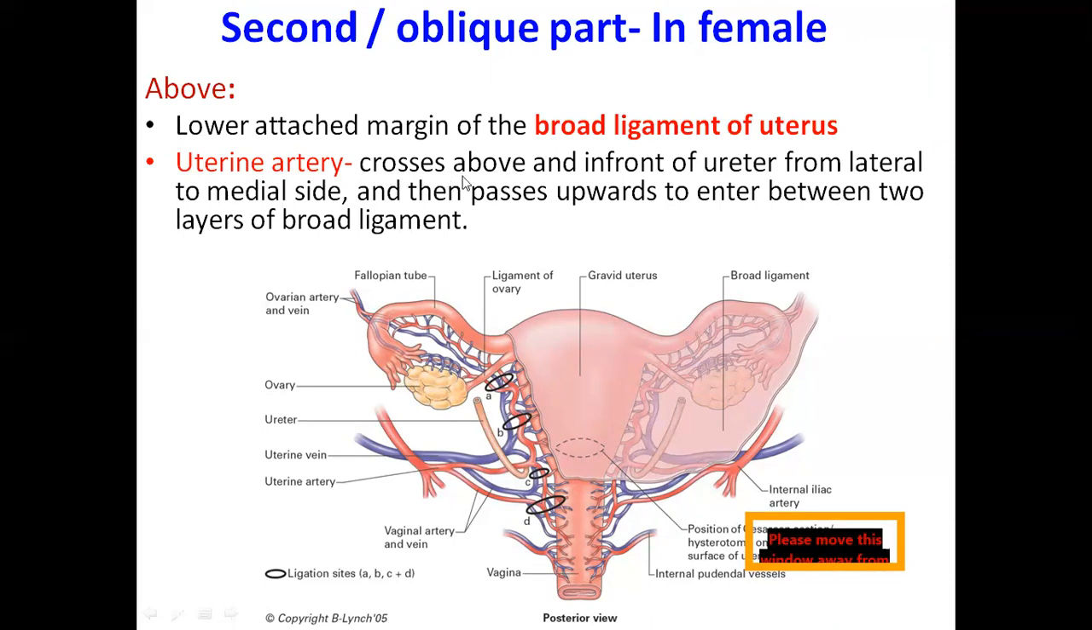So the uterine artery crosses above and in front of the ureter from the lateral to the medial side. This is the lateral aspect of the artery. This is the medial aspect of the artery. Then it is passing upwards to enter between the two layers of the broad ligament.